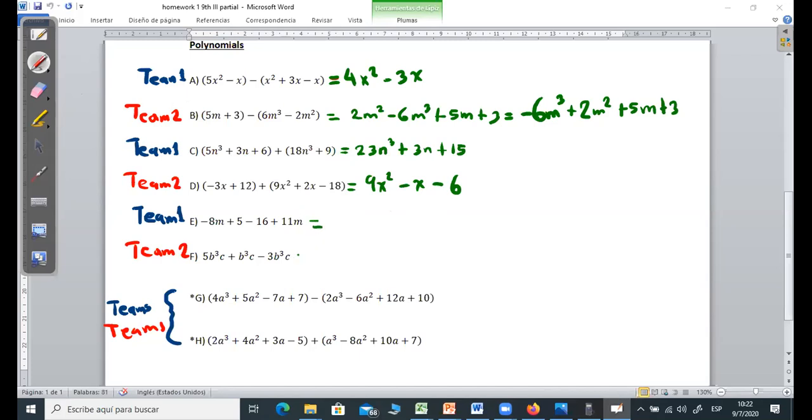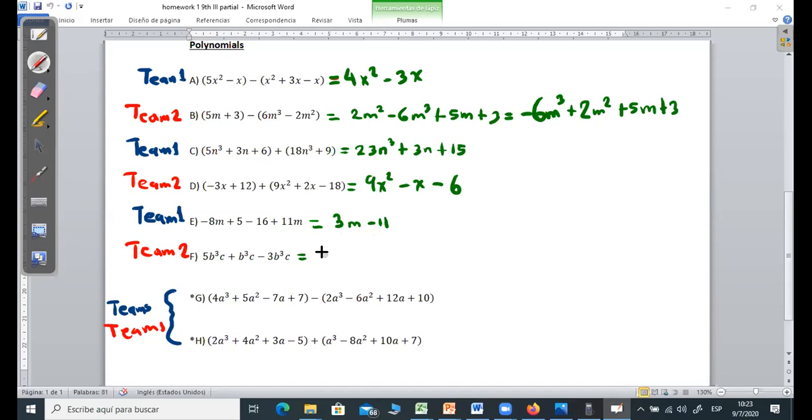Let's see the last two exercises. Team one, letter E, please. 3m minus 11. But is it negative 3m or positive 3m? Positive, because 11 is the greatest. Excellent, nice. Next one, team two, the answer for this one.